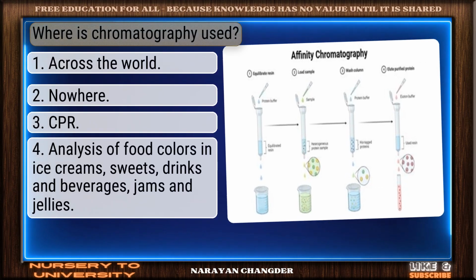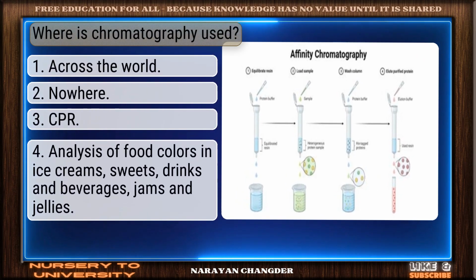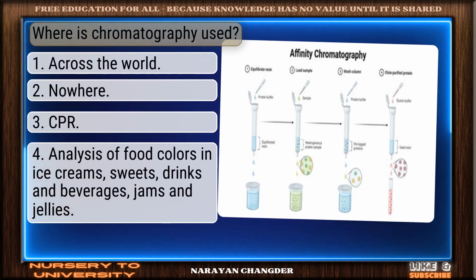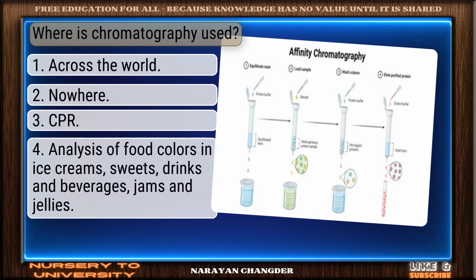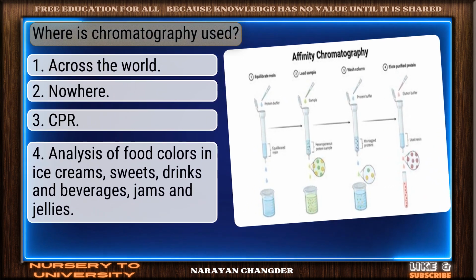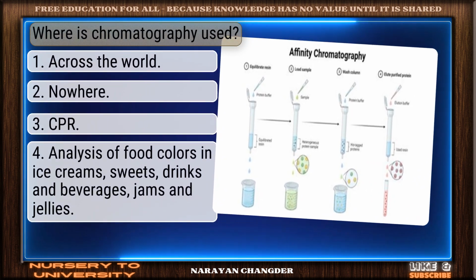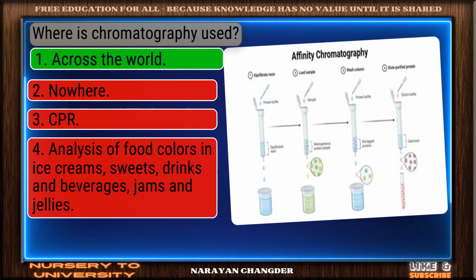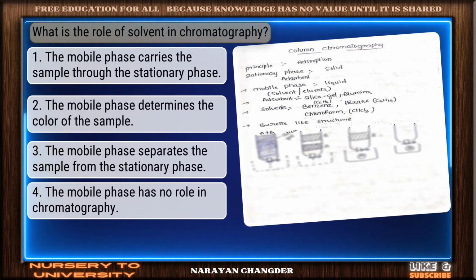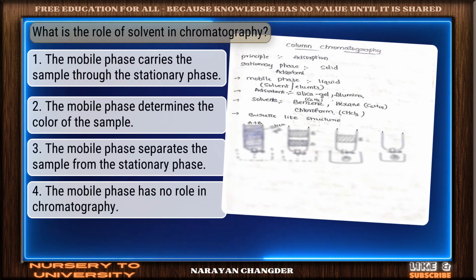Where is chromatography used? Option 1, across the world. Option 2, nowhere. Option 3, see here. Option 4, analysis of food colors in ice creams, sweets, drinks and beverages, jams and jellies. Spot on, across the world. What is the role of solvent in chromatography?